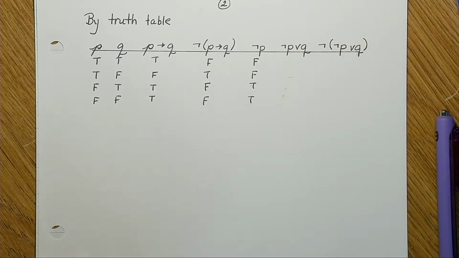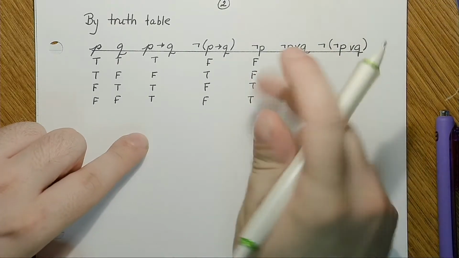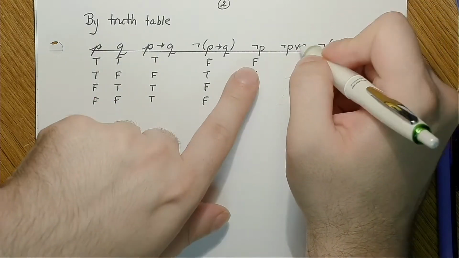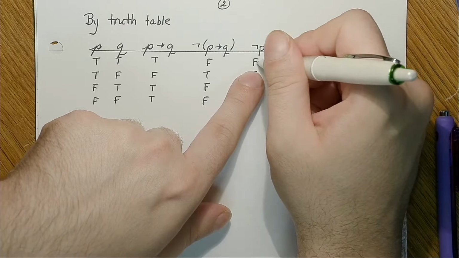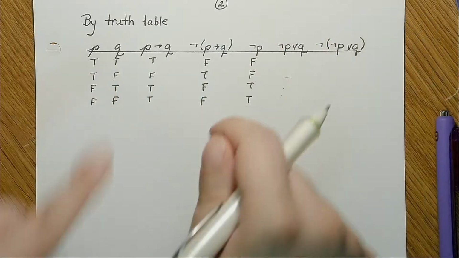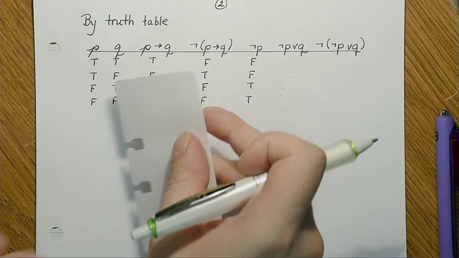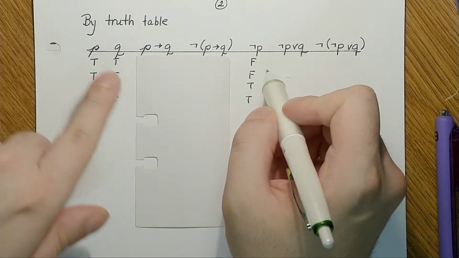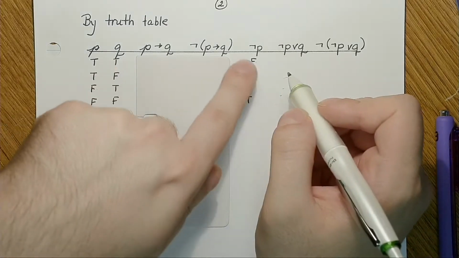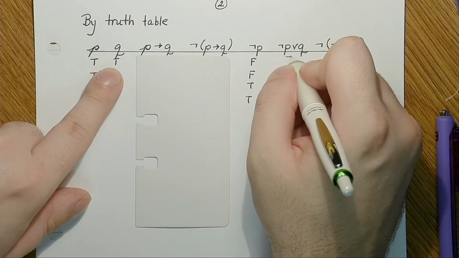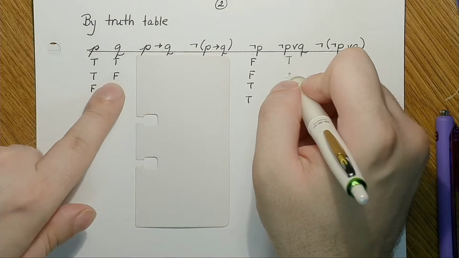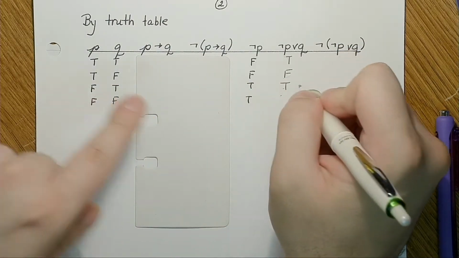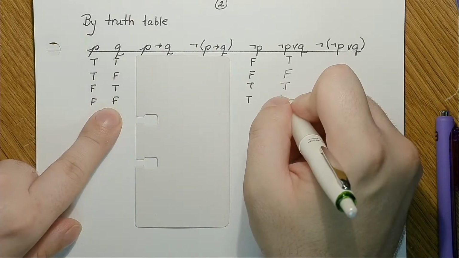Okay, so now doing this one. So this is an or. Not P or Q. So let's cover this up. There we go. So with the or, I need to have at least one of them to be true. So I have false or true is true. False or false, this is false. True or true, this is true, and true or false is true.